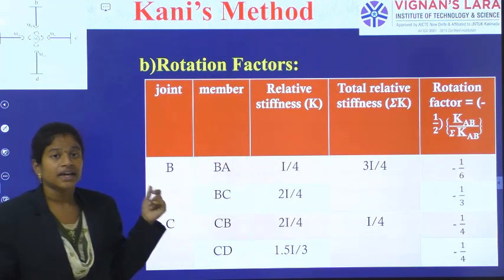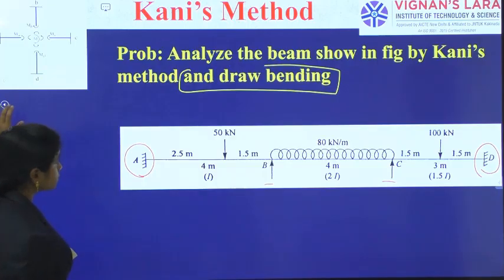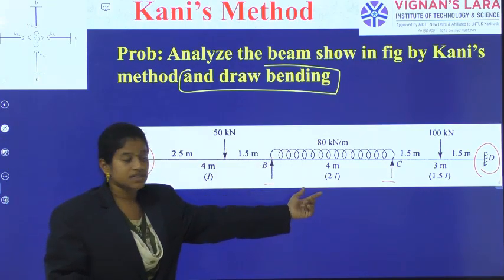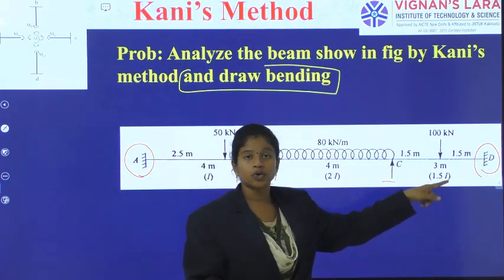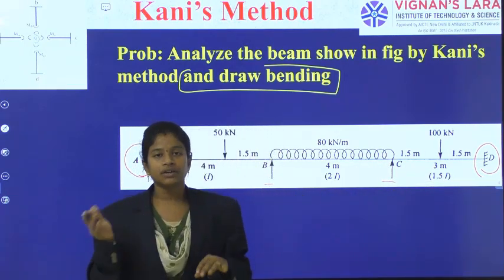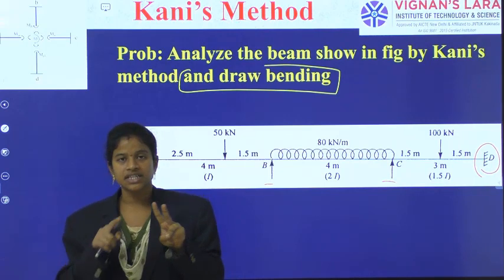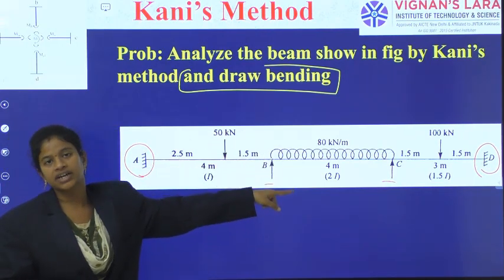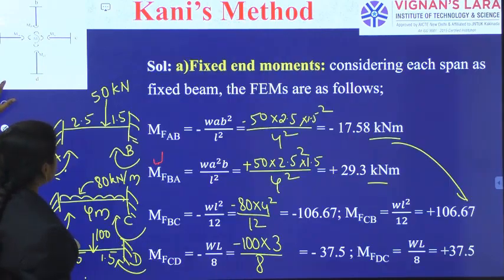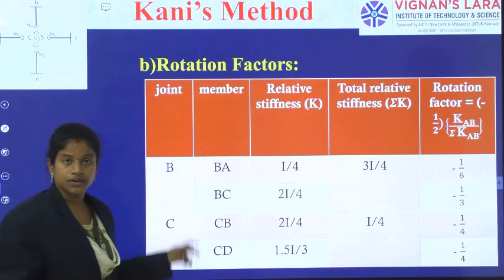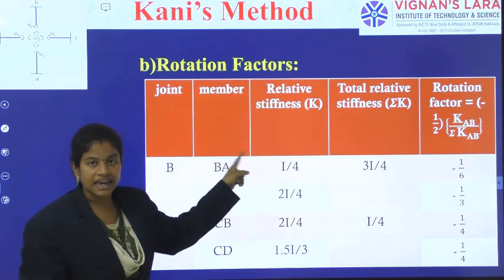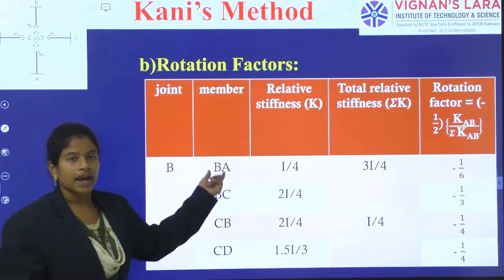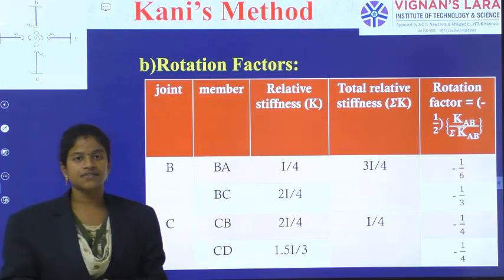Okay. Firstly, here I am having this B connected to 2 members. Again, this C was connected to 2 members. That's why 2 joints I am solving. Previously we observed the 2 span beams, that's why only 1 joint we solved. Here, this is a 3 span beam, that's why 2 joints came. Now, joint B and joint C both need to be observed. Joint B has BA, BC, and C has CB, CD.